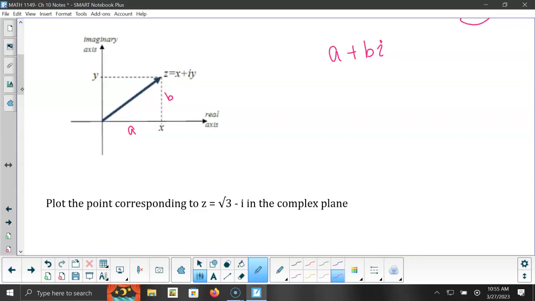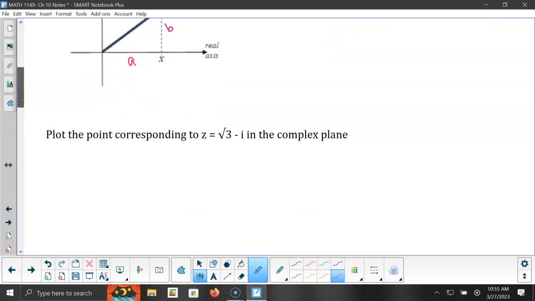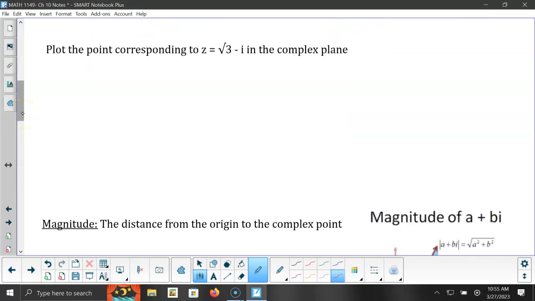All right. Ready? So our next one with the example is we're just going to plot or graph this complex number.